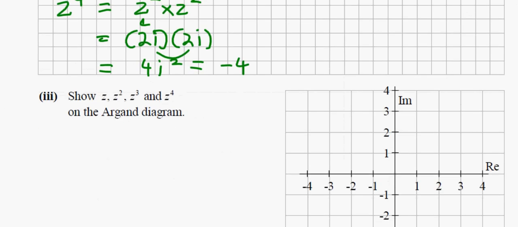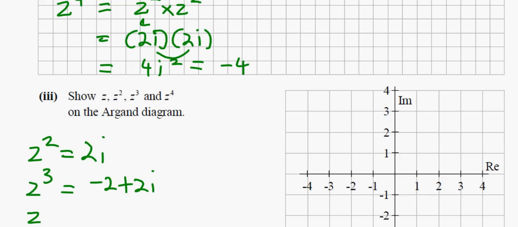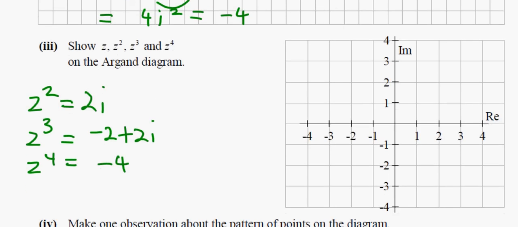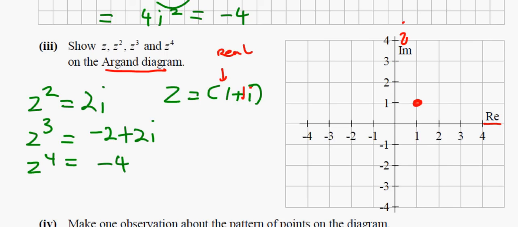Next one. We've got to draw all these on the Argand diagram. What you need to remember about the Argand diagram is that the i values are like the y-axis and the real numbers are the x-axis. So an example would be for Z: the imaginary axis is the y-axis and the real axis is the real numbers. The real number for Z is 1 and the imaginary number is 1i, so it's going to be the point 1, 1 for Z.